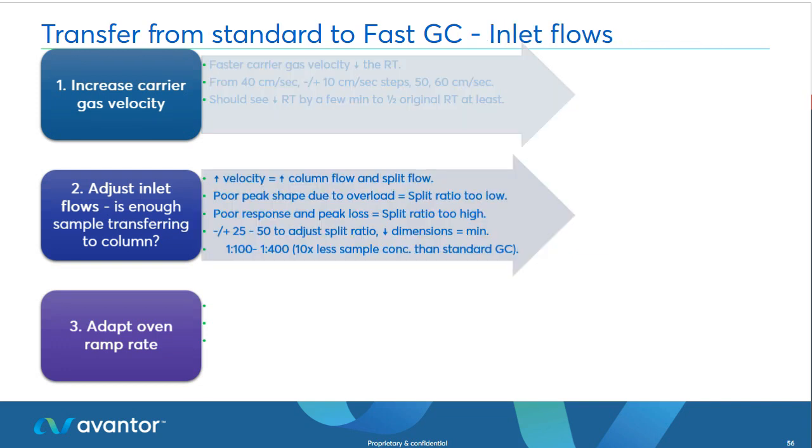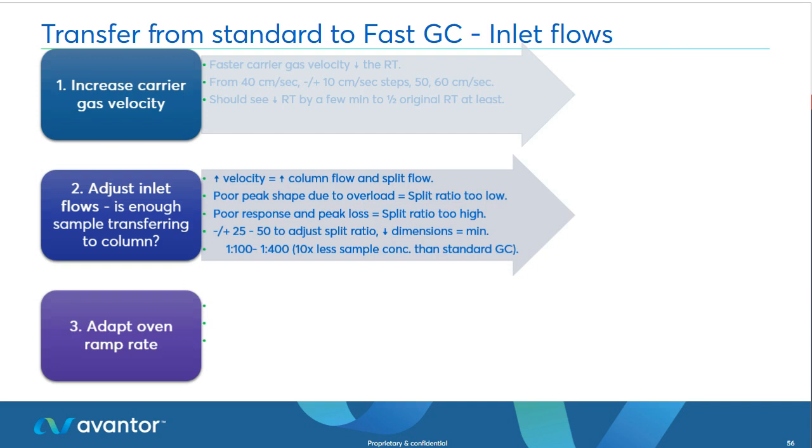Then we adjust the inlet flows to make sure there is enough sample being transferred to the column. So the higher the velocity, this can increase the flow rate and split flow if we're not adjusting the method for the smaller dimensions. So this is where we need to make sure that we're reducing the flow rates, so we're not overpressuring the GC. And you'll see issues with the peaks if these flows are not optimal.